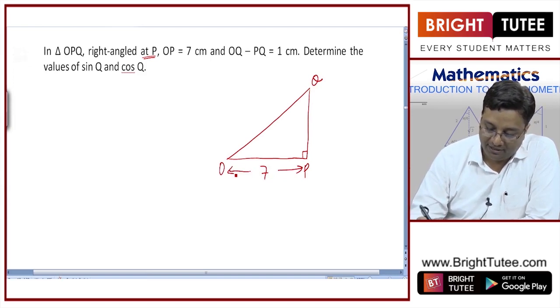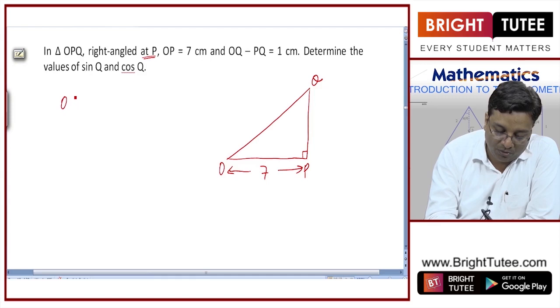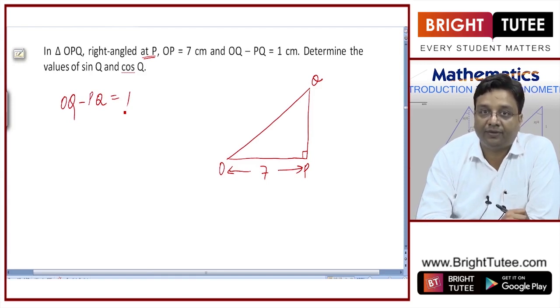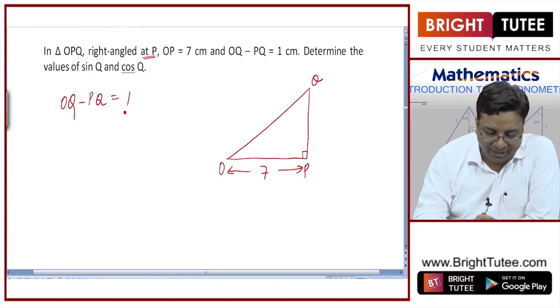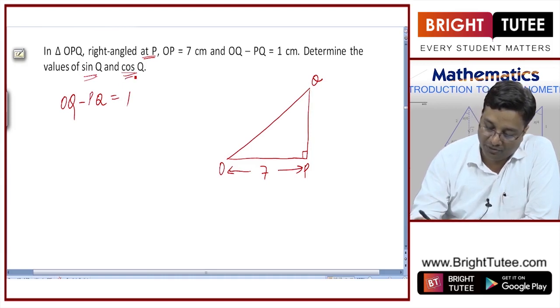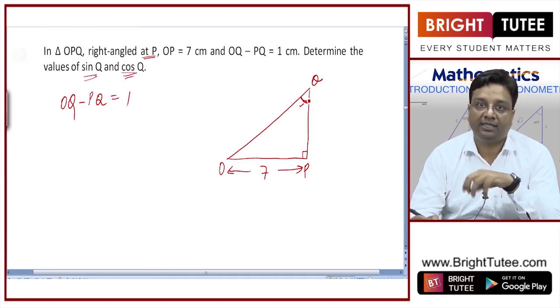Okay, and there is another relation given, OQ minus PQ is equal to 1 centimeter, right? And we need to find the values of sine of Q and cosine of Q. So we will be talking about this angle. This is angle Q, right? So we need to find sine and cosine of this angle.